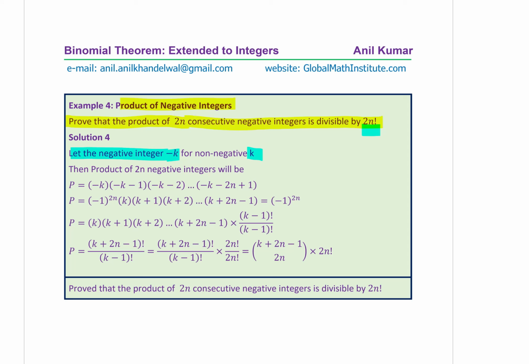Since we are working with consecutive negative integers, we'll say minus k will be my negative integer, correct? And then consecutive is, you can always go with ones, right? So the product of 2n negative integers now is what? We'll just take away 1 from our integer and keep on doing it, right? So we have to do it how many times? 2n times, correct? So it'll be the last term, minus k minus 2n plus 1. That is going to be the last term which gets multiplied with minus k, right?